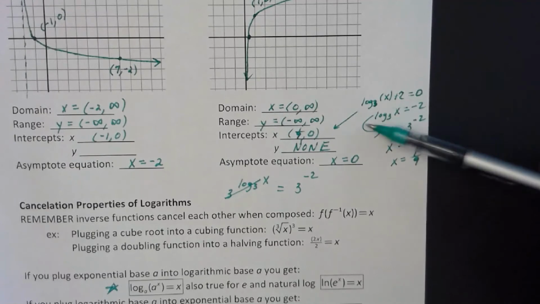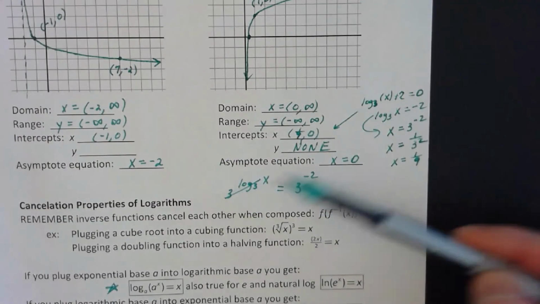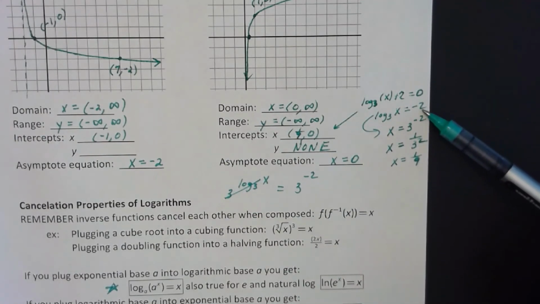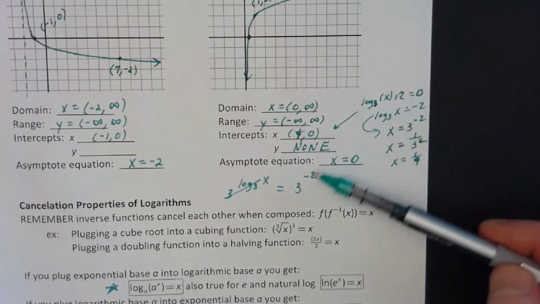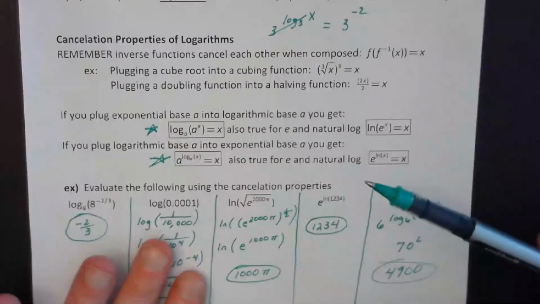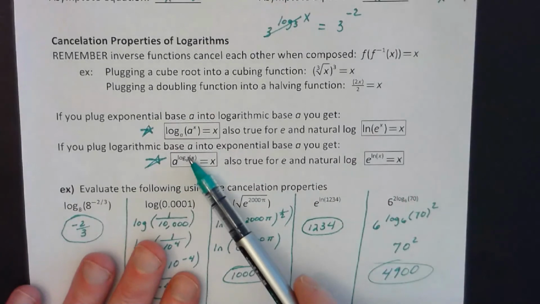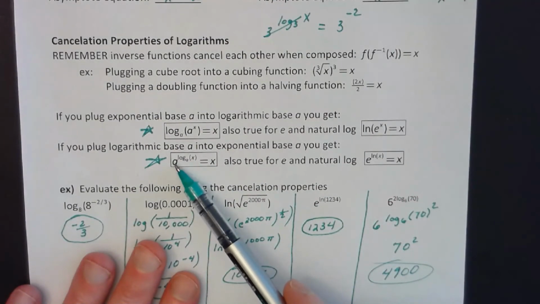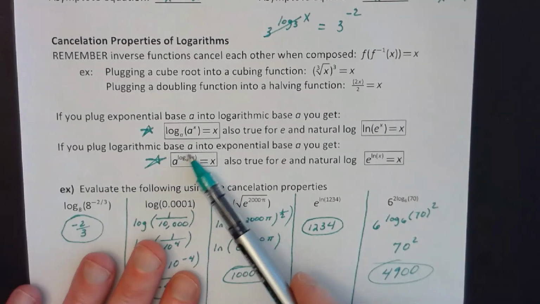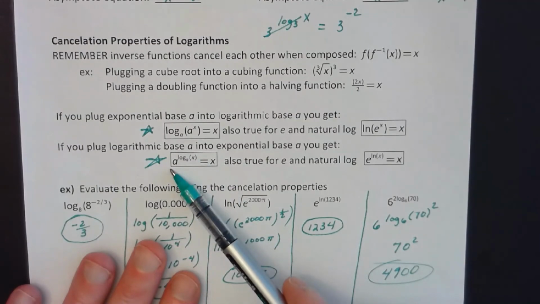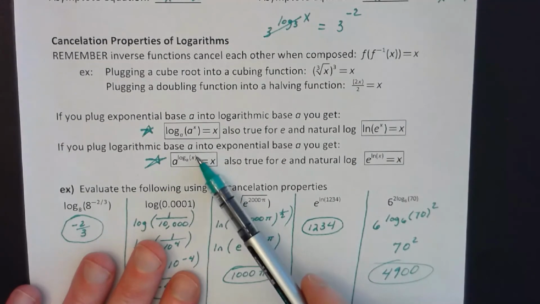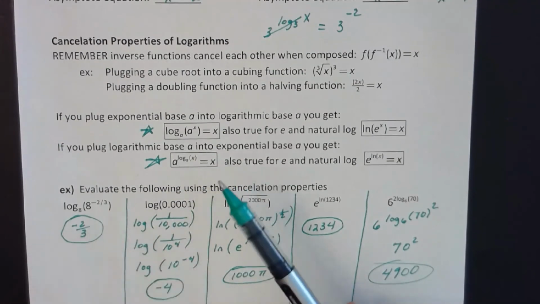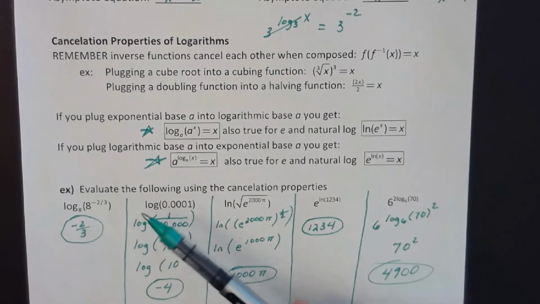I put that entire side into the exponent of a 3. But I had to do the same thing to the other side of the equation too. I had to put the negative 2 into an exponent of a 3. If I have the log base a, you're going to have to put that entire log base a expression into the exponent of an a. If you can do that, then the log base a and exponential base a go away, and you're just left with the x. Now, looking down here at some applications or some problems that will apply that thought process.